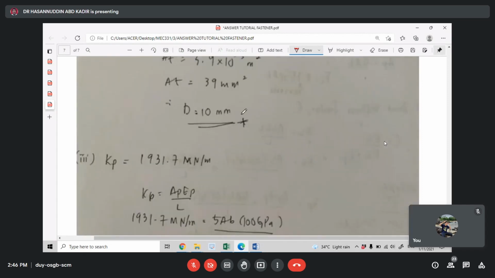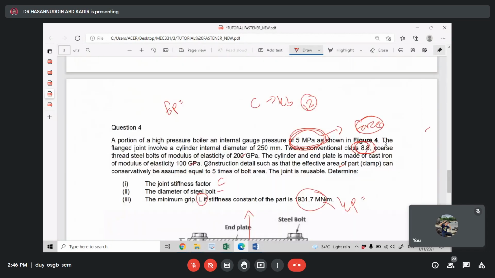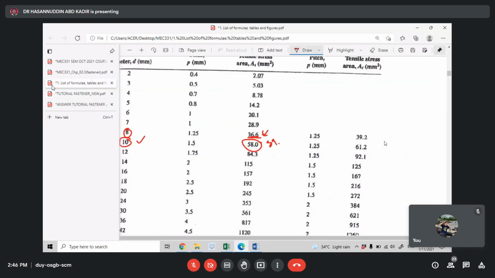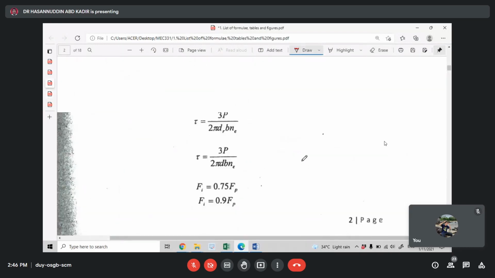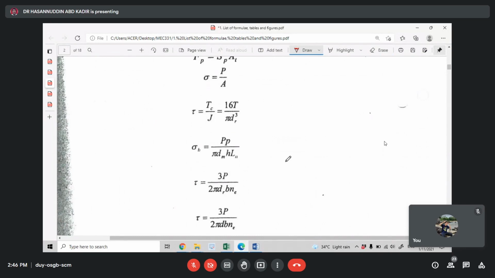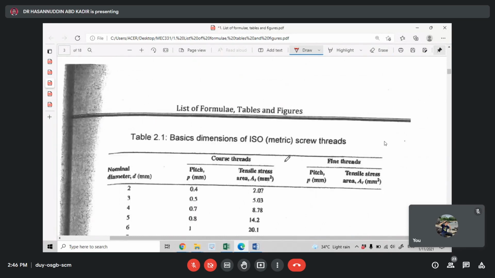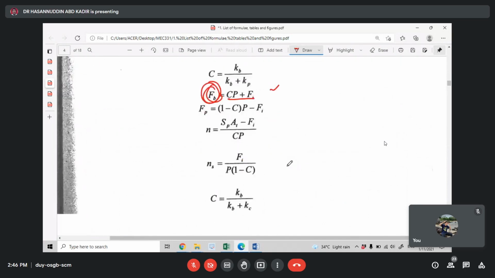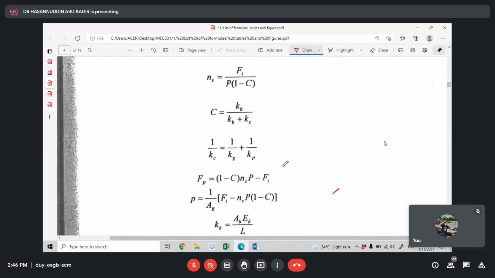Okay, it gives you a value of D, and then you need to find another one, which is the minimum grip length. From the formula related to grip length, you can refer to your list of formula. Which formula is related to the grip length? Usually it must involve C, where C is either KP or KB.